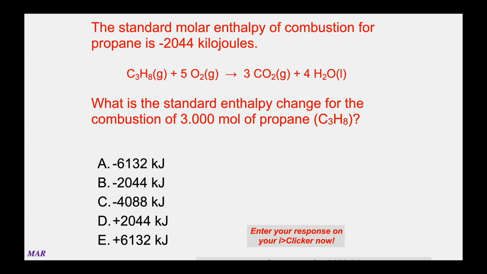Propane, which is used in a lot of barbecues and stuff, has a standard molar enthalpy of combustion, negative 2044 kilojoules. So what that means is that if you burn, which is what that reaction is, it's a combustion reaction, if you burn 1 mole of propane, you're going to get negative 2044 kilojoules out. And this question says, what's the standard enthalpy change for the combustion of 3 moles of propane? So instead of 1 mole of propane, you want to burn 3 moles of propane. See if you can figure out which of those answers is correct.